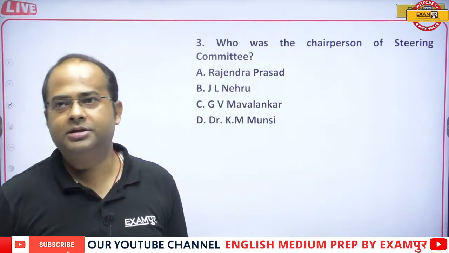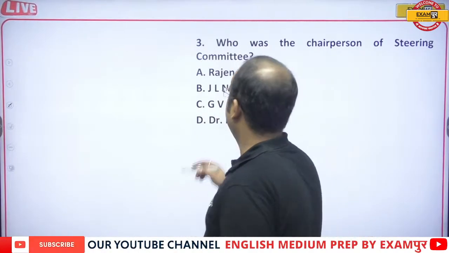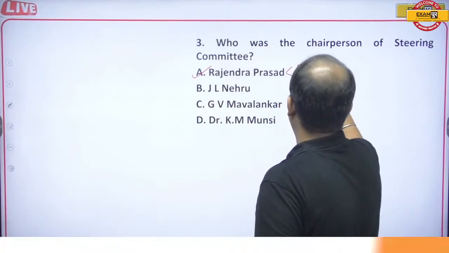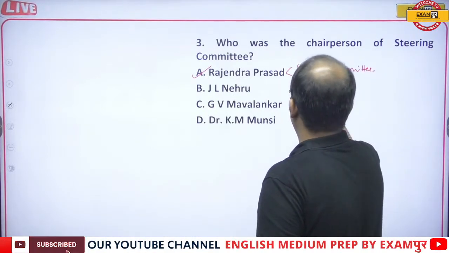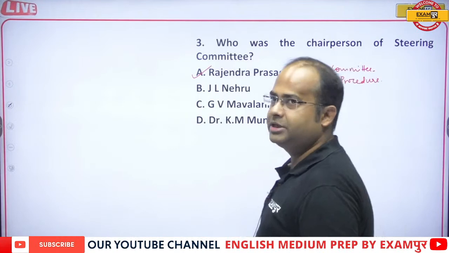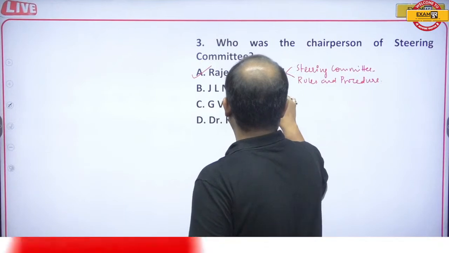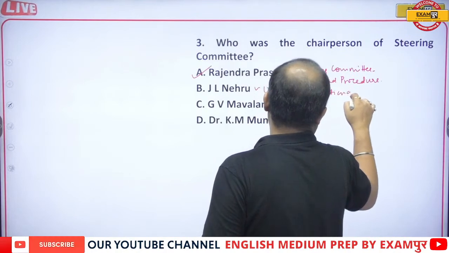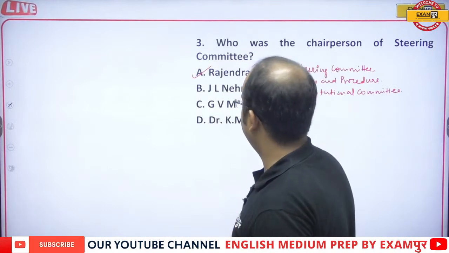Okay, let's see the correct answer. Very good. Sudipta, Chantharu, Sharvani, Chandrasekhar, everyone is saying option A. And Rajendra Prasad was the chairman of the steering committee and of the rules and procedure committee. Now, J.L. Nehru was the chairman of the Union Constitutional Committee.